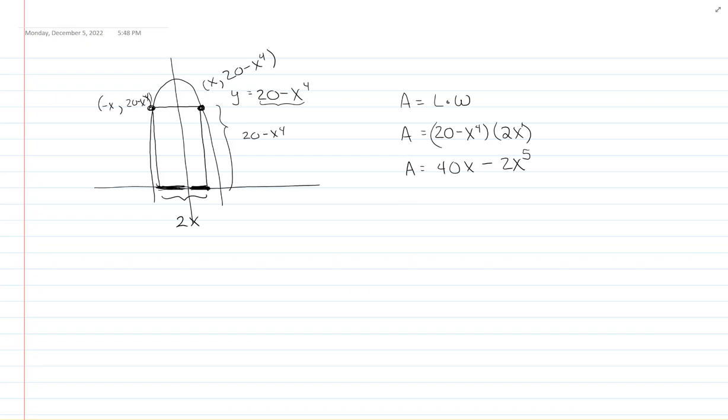Right? We want to maximize. So anytime you start saying about maximizing or minimizing, you're taking a derivative, setting the derivative equal to 0, and then solving. So derivative of 40x is just 40. Derivative of negative 2x to the fifth, bring the power down, decrease by 1, and now solve for x. So factor out a 10.